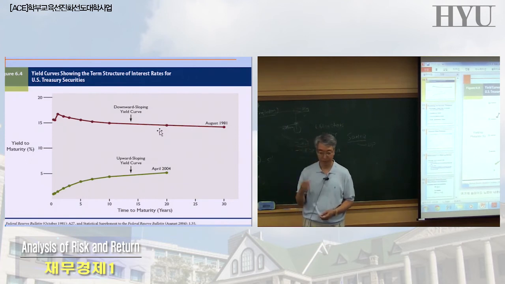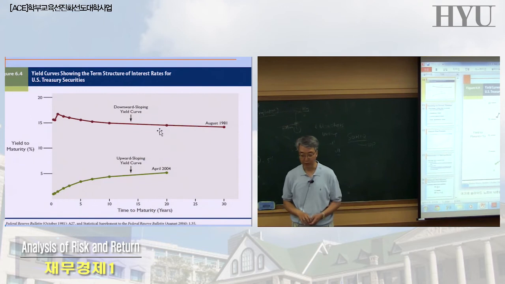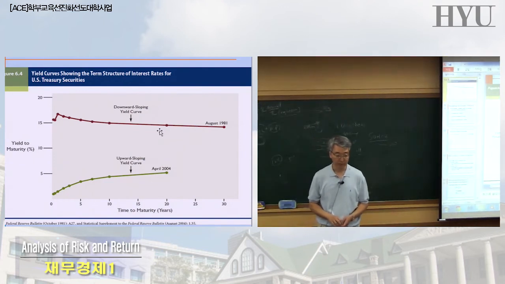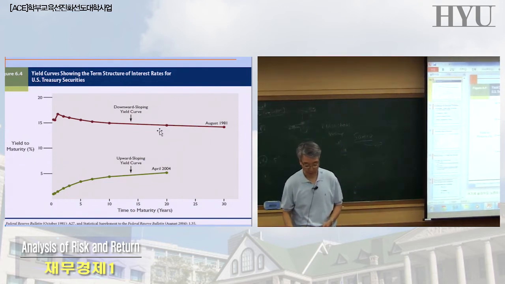My department chairman who bought his house had to pay about 15% interest rate, right? And when I bought my first house, I paid about 6%, right? So during the 70s, the interest rate was really high.